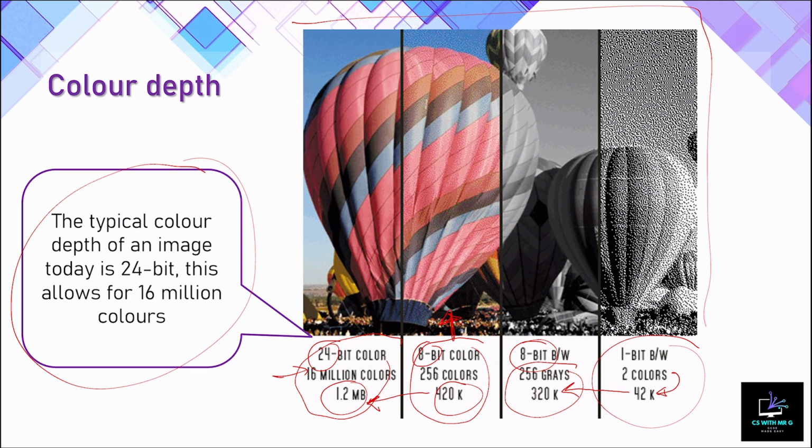So colour depth is just about how many colours you can use, how many bits available per pixel, how many different colours each pixel can represent.